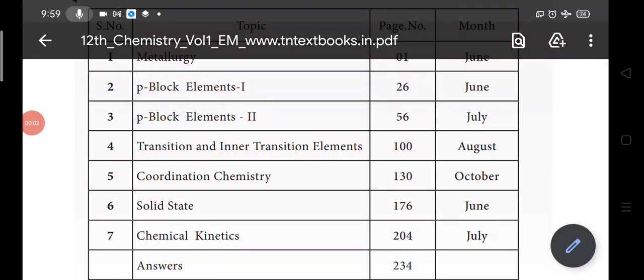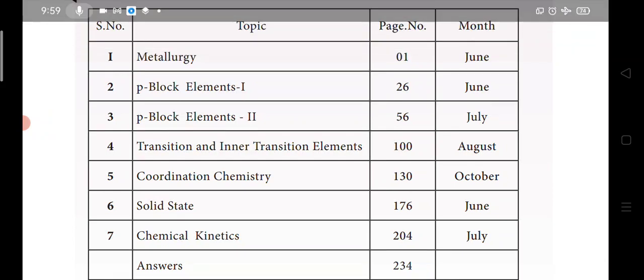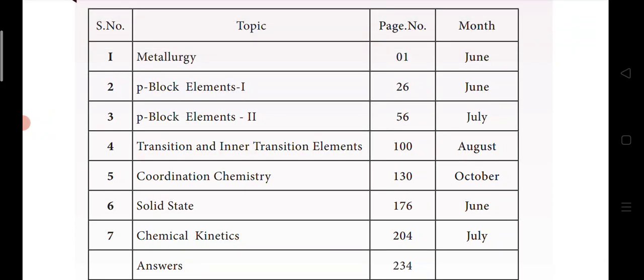Good afternoon, students. Today we are going to see the new chapter, P block elements 2. Before that, let's see how many chapters are over so far. We have completed the June month. If you see here in our index page, we have metallurgy first, followed by P block elements, and then we had solid state. So all these three chapters we have completed.